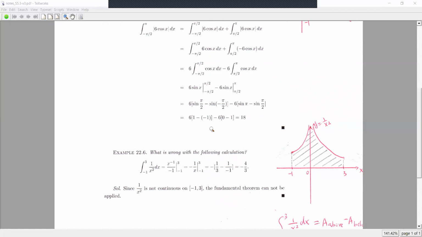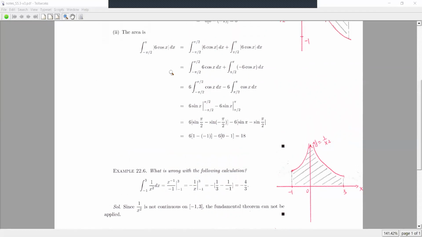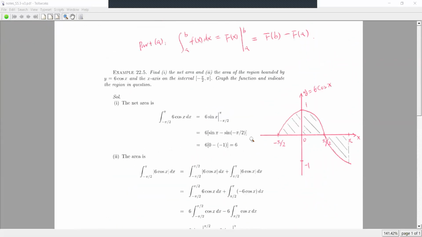By calculator, sine of pi over 2 is 1. Sine of negative pi over 2 is negative 1. Sine of pi is 0. Sine of pi over 2 is 1. Then we get the number 18. So the value of this integral is 18. That is, the total area of the shaded region is 18.